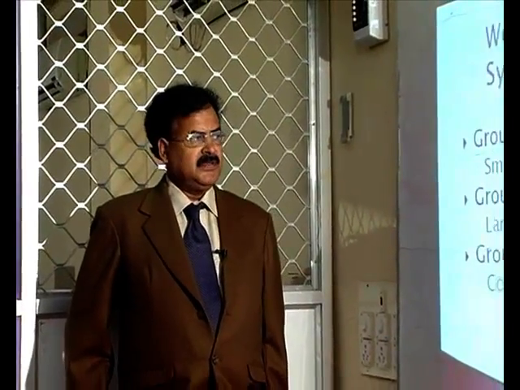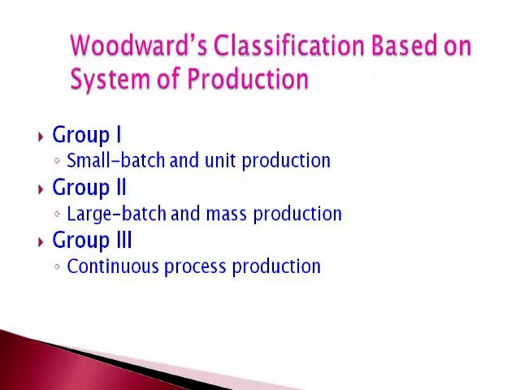Woodward's classification is based on the system of production, and it has classified manufacturing systems into three groups: Group 1, Group 2, and Group 3. Group 3 is continuous process production. Group 2 is large batch and mass production, and Group 1 is small batch and unit production. Computer integrated manufacturing cannot be applied to Group 3.